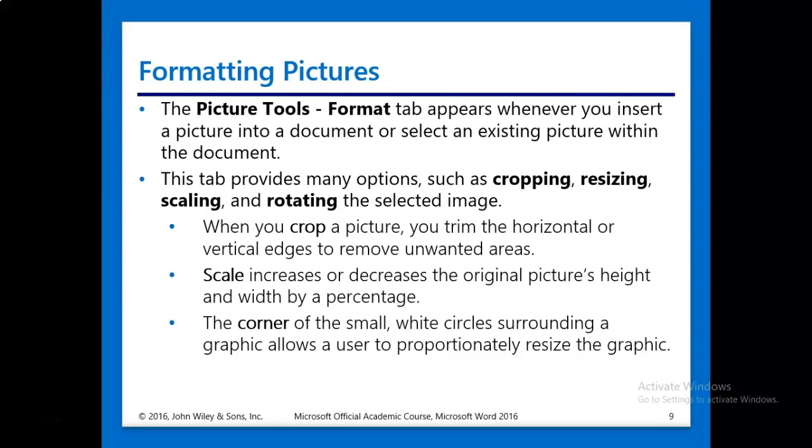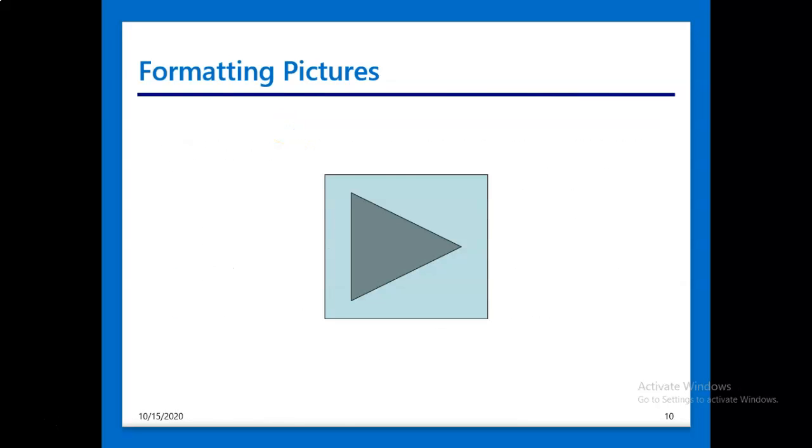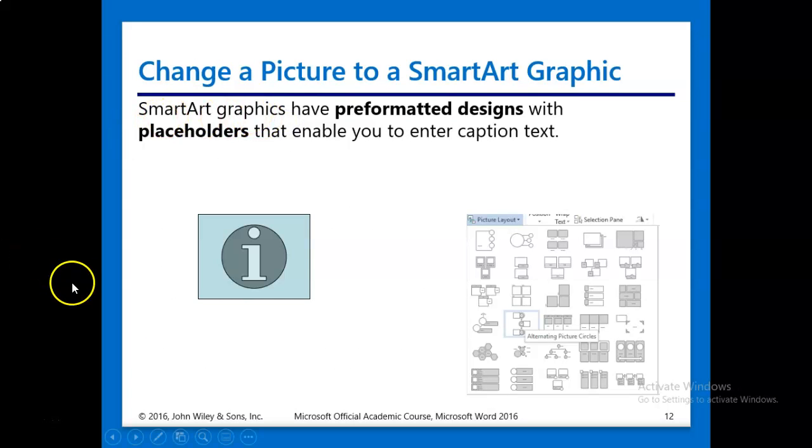Well, when you crop a picture, you're just trimming some of the unwanted areas that you don't want. So whether it's the horizontal or the vertical edges, you can trim it out. Scale. That means to increase or decrease the original picture's height or width by a percentage. And the corner of the small white circle surrounding a graphic allows a user to proportionally resize the graphic. That's another video for you to watch.